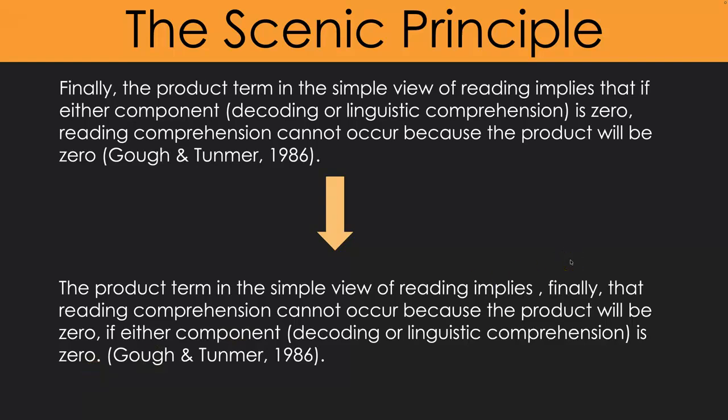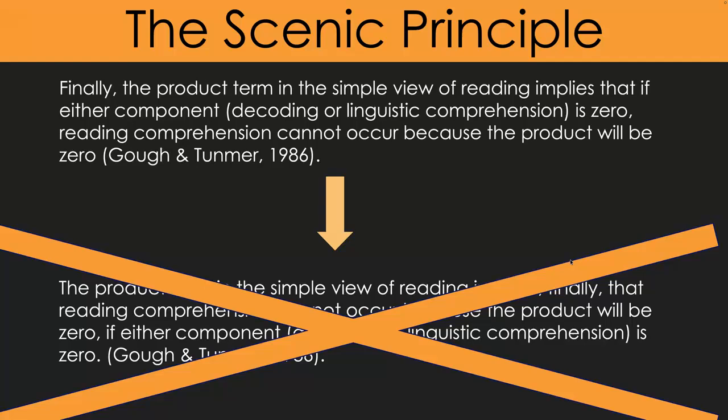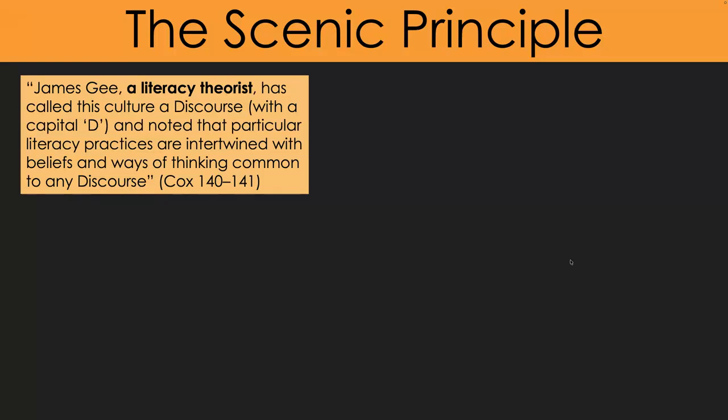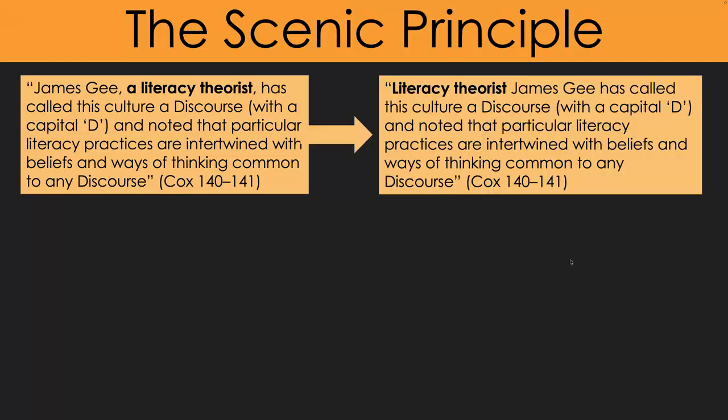It kind of makes sense. But we have to think a lot harder about that sentence than we do about the previous one. And if your reader has to think too hard, it's bad. Readers don't want to think hard. So again, if it's easy, like something like this, James Gee, a literacy theorist, has called culture a discourse, blah, blah, blah, blah. We could shift that to the beginning. Literacy theorist James Gee has called blah, blah, blah, blah, blah.